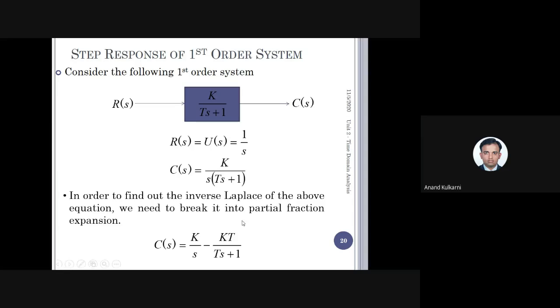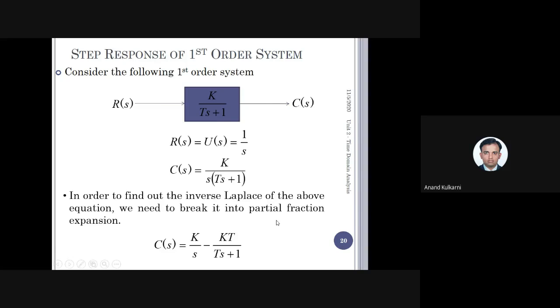So what I will write, C of S is K divided by S into Ts plus 1. That is the left hand side, the value of C of S. That I will write in the partial fraction method as A divided by S plus B divided by Ts plus 1. Then I will evaluate A and B.